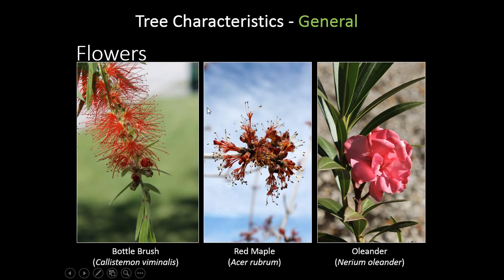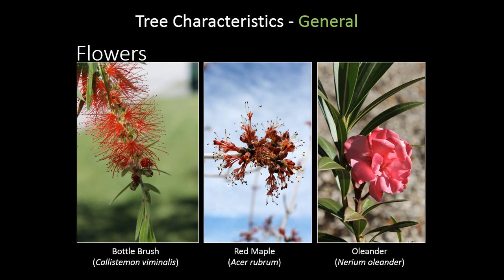Flowers, people never care about flowers until the tree is in flower, and then everyone wants to know what it is. So if you have a good guidebook that shows flowers, that can help you quite a bit with your identification. Things like bottle brush, you know where that gets the name right there. When you see the flower, it looks like something you'd clean a test tube out with.